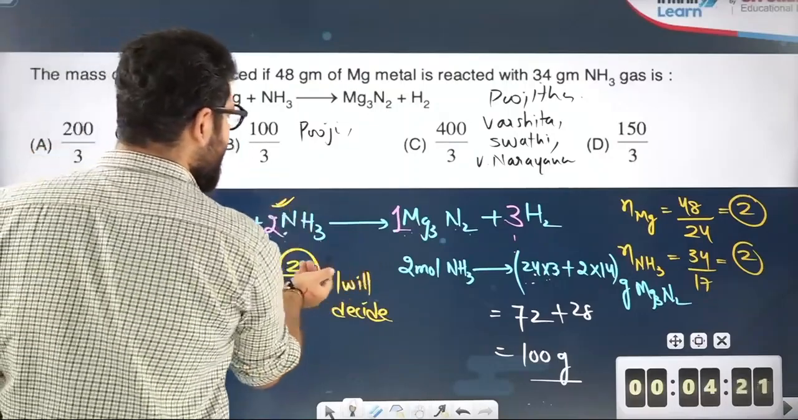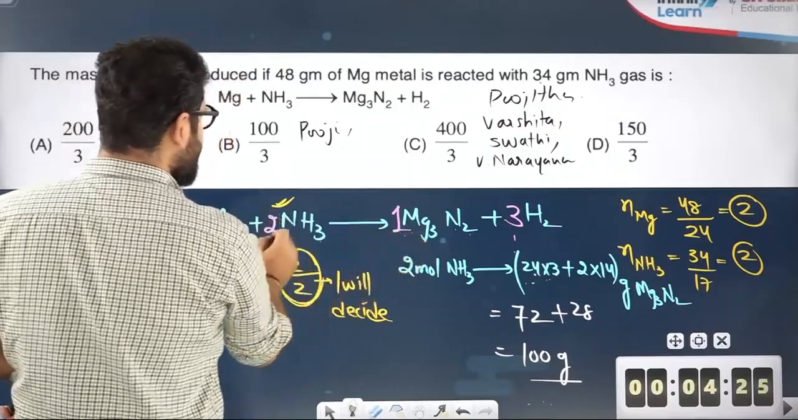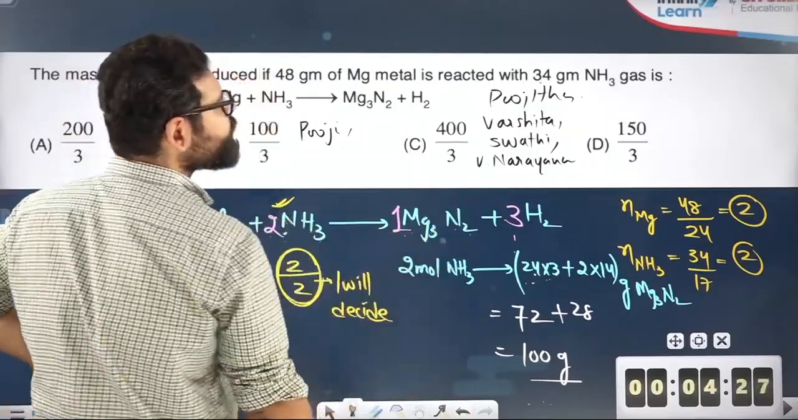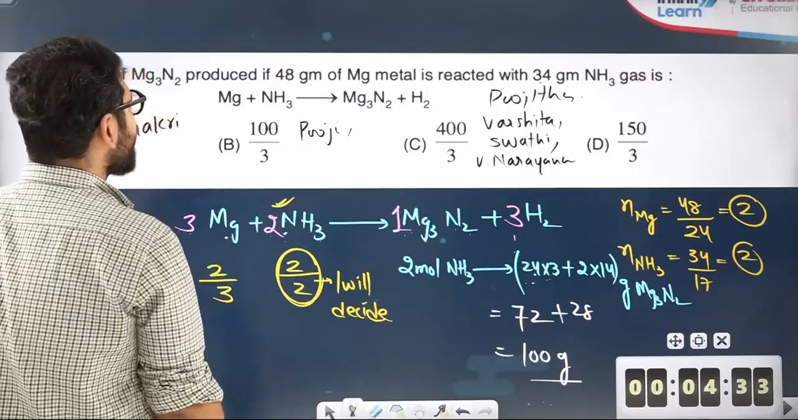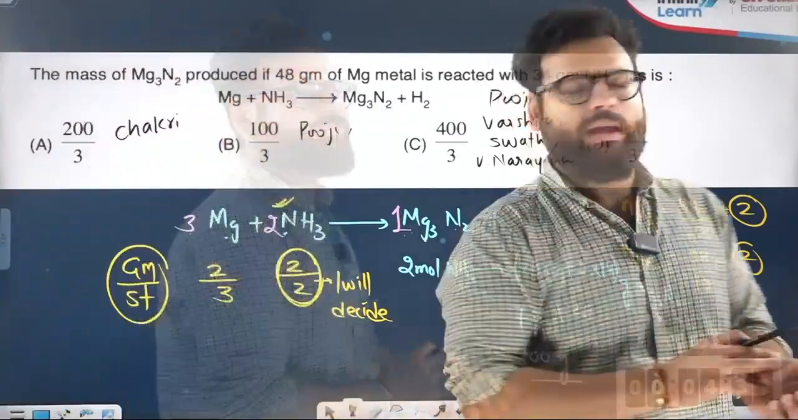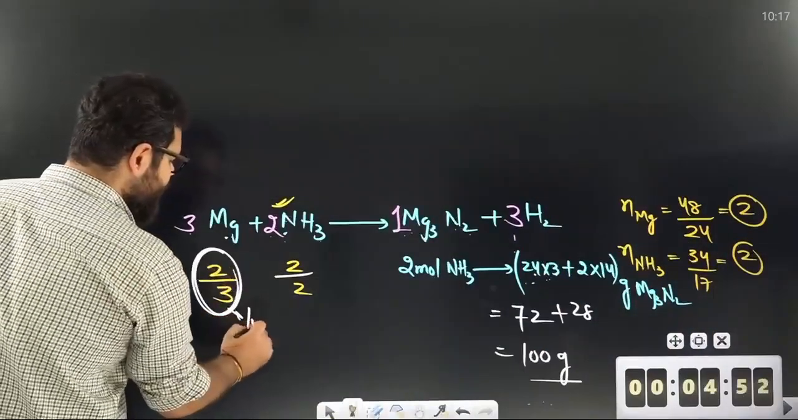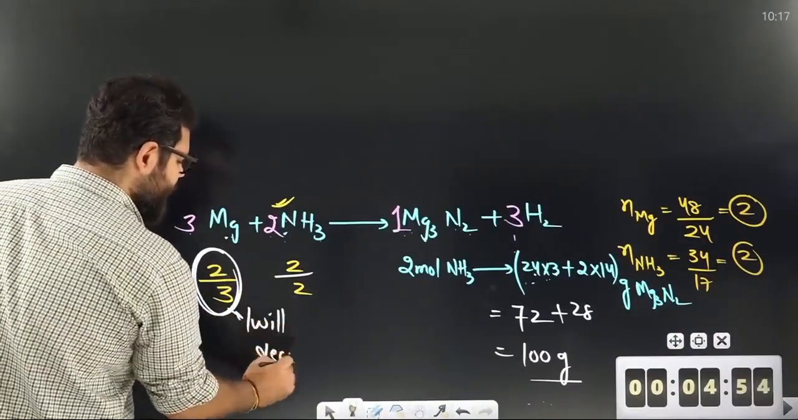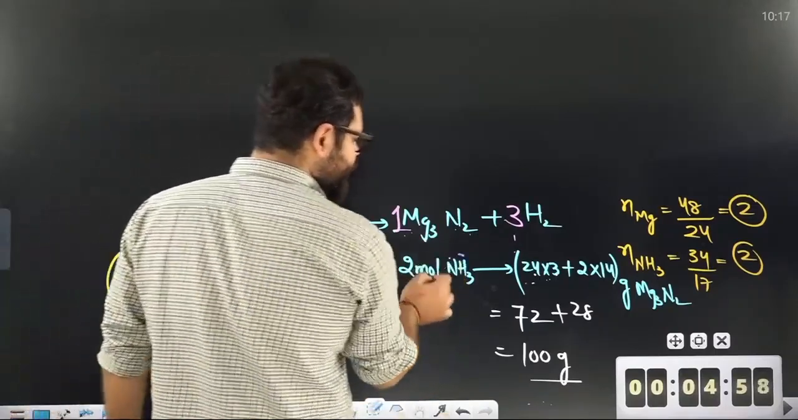Did we balance it properly? One time we'll check again. 3 magnesium, 2 nitrogen. Okay, 100 is the answer. Did anybody get 100? Mg is the limiting reagent. 2 by 3, I'm so sorry. This is the small number, no? Magnesium says, I will decide. So correct, 2 mole magnesium.